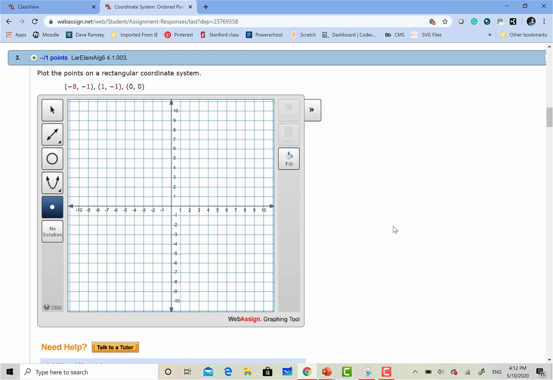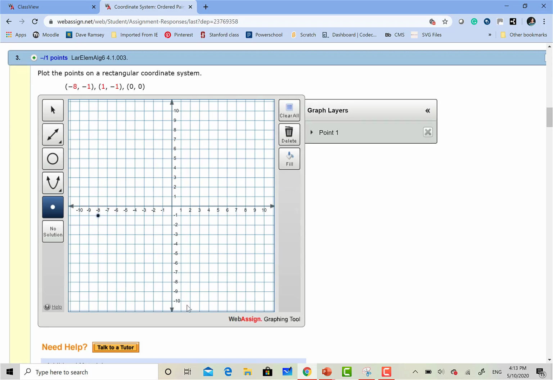The first one is -8, -1. Since -8 is the x-coordinate, you locate it on the x-axis, which is horizontal, and then -1 is on the y-axis, which is vertical. Where the -8 and -1 intersect, move your mouse cursor to the -8, -1 intersection, and it will put a dot right there at -8, -1.